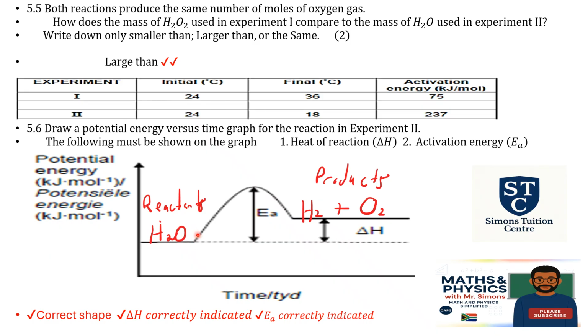Draw from where my reactants are, all the way to the highest peak here, that's my activation energy, meaning the minimum energy needed to break up H2O in such a way that it reforms new products when it releases the energy, right? And the delta H will always be the difference in potential energy between my reactants and where my products end. Right, so 1 mark for correct shape of the graph, 1 mark for delta H correctly indicated, 1 mark for activation energy correctly indicated. So activation energy is always from my reactants to the highest point.